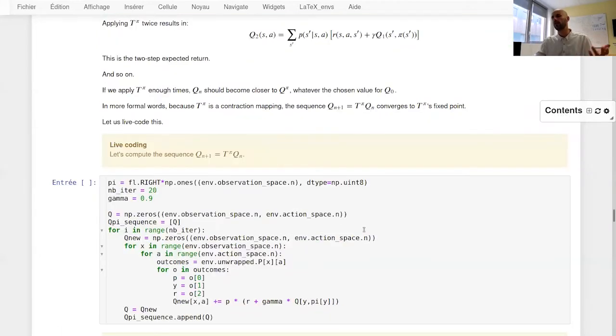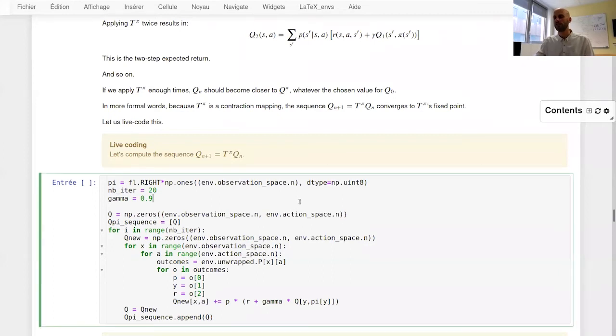Okay, I was supposed to live code this, but I did not really remove my code, so I'm going to live comment my code. So let's compute the sequence Qn plus 1 equals T pi of Qn.